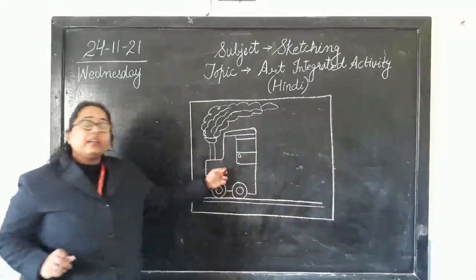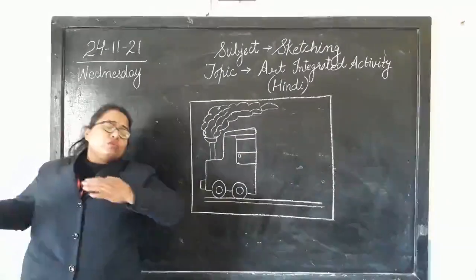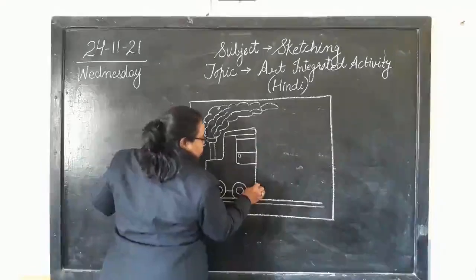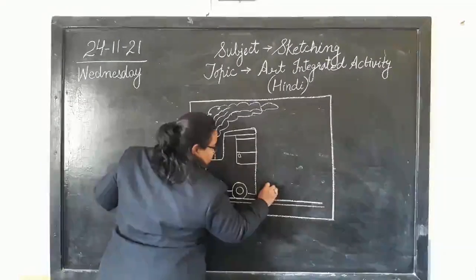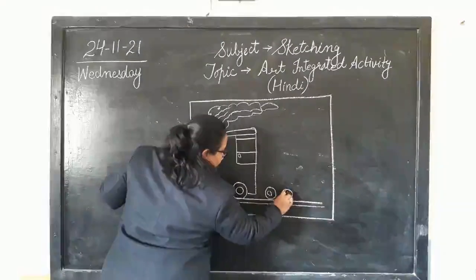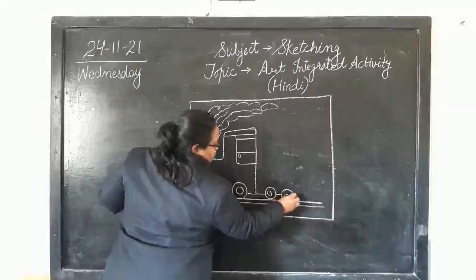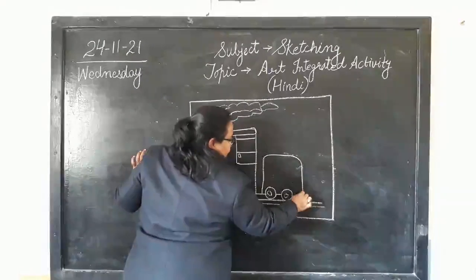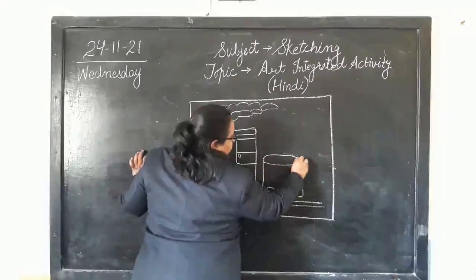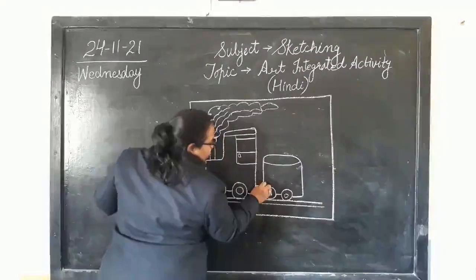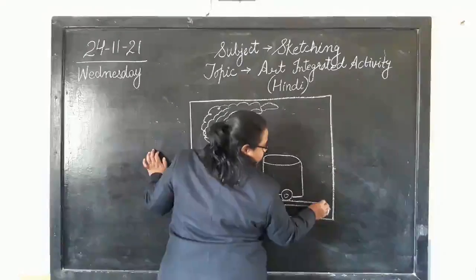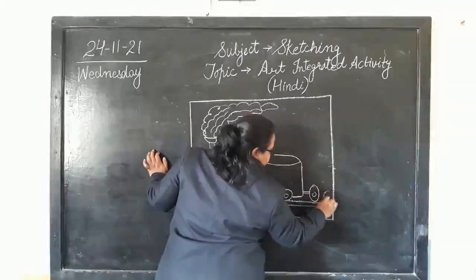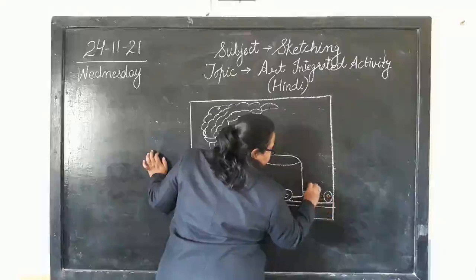What does the engine do with itself? It has bogies attached behind it, and it pulls them along. Isn't it? So what will we do? We will draw two more circles here like this. So these are the bogies. They are joined here. Understood? And if you want, you can make more bogies by drawing some more circles here like this.